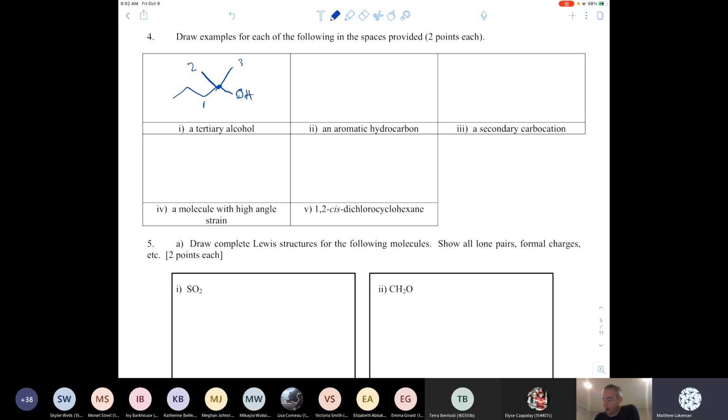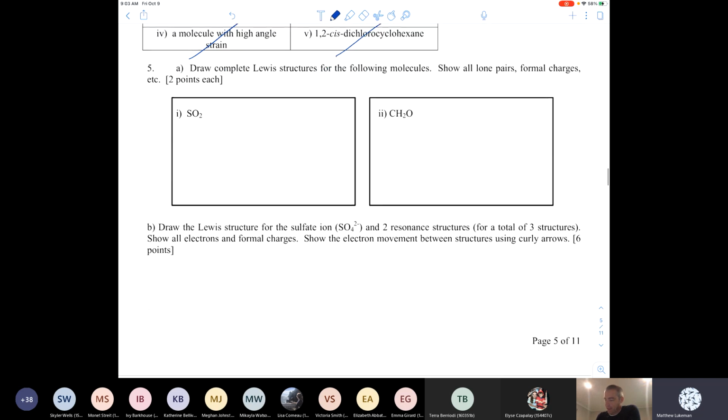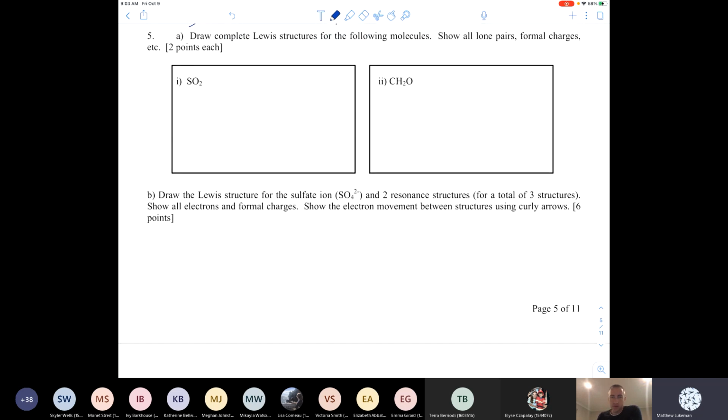An aromatic hydrocarbon. That's a hydrocarbon with an aromatic ring on it. A secondary carbocation. That's going to be a carbocation with 2 carbon groups attached. That we didn't cover yet. That we didn't cover yet either. And we're on to Lewis structures.